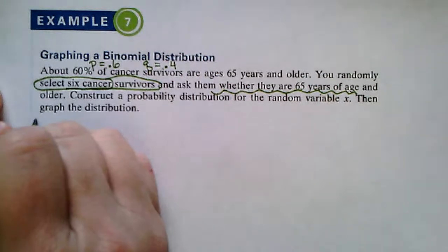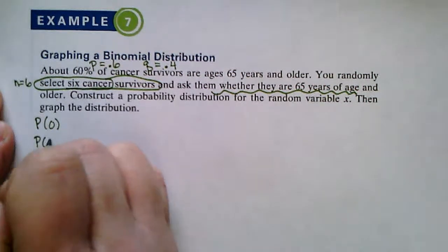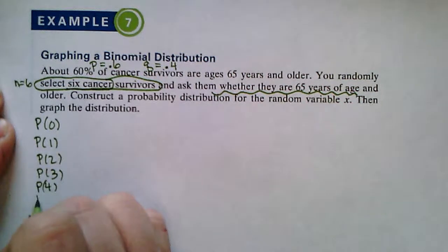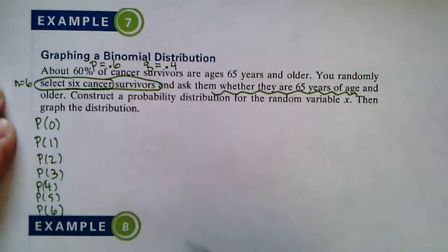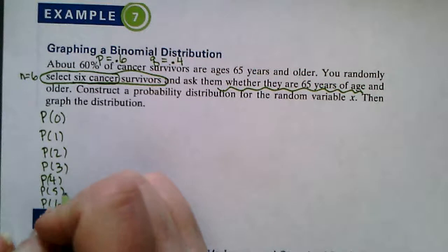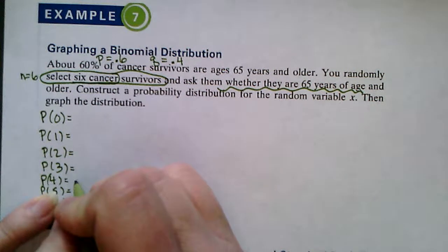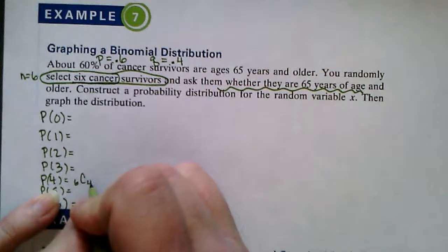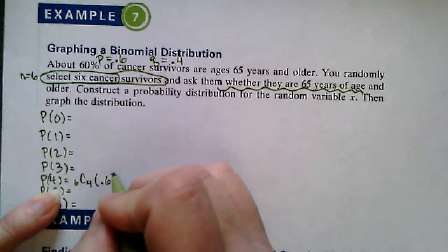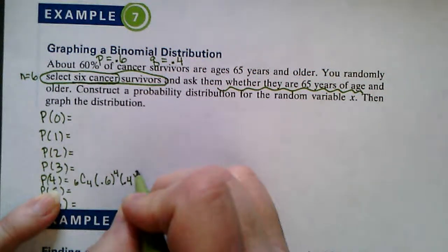So I'm going to need to figure out, n is 6. So I'm going to need to figure out P of 0, 1, 2, 3, 4, 5, and 6. So we'll have to do all of that formula work that we had done before. So like for P of 4, that would be 6 trials, choose 4 successes. Probability of success is 0.6. Number of successes is 4. Probability of failure is 0.4. Number of failures is 2.